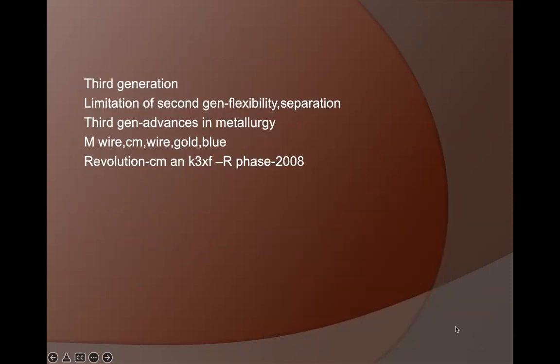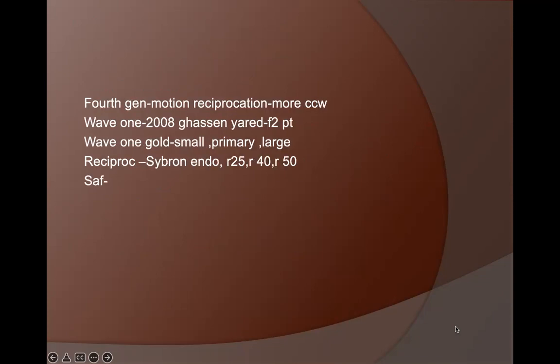One limitation of the second generation systems was that, compared to the first generation, they are flexible, but we want more flexibility, and the incidence of separation was higher in the second generation. So in the third generation came the advance in metallurgy. As I told earlier, different types of wires: control memory wire, gold, blue, etc. Control memory and K3XF are examples.